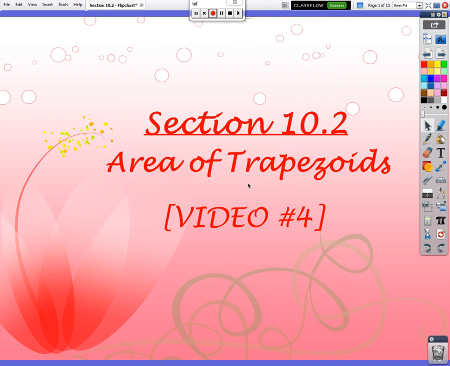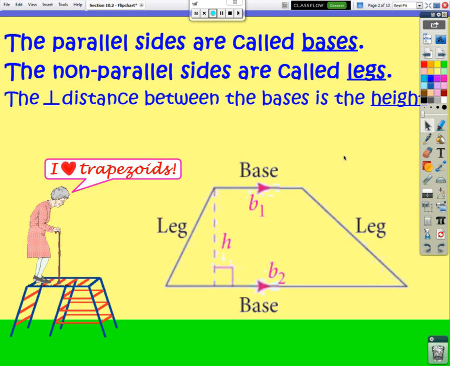In this video, we're going to be exploring the area of trapezoids. So first, some vocabulary. Grandma's going to help us out here. Grandma loves playing on the playground.